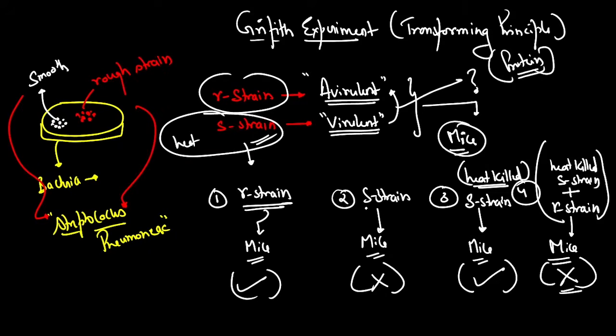Now see, I hope you can see the cases. 1, 2, 3, 4. I have removed my video for a while. Just see. With the R strain and heat killed S strain separately, the mice was alive, whereas with heat killed S strain mixed with R strain, the mice is dead. So that means something has been transferred over here. He was thinking that there is some protein which has been transferred. So the question was unanswered over here.